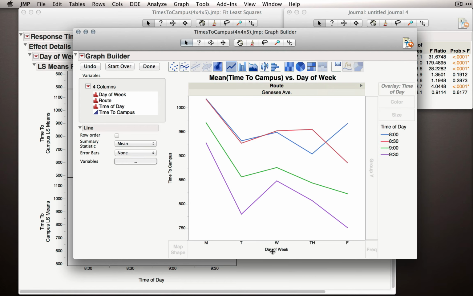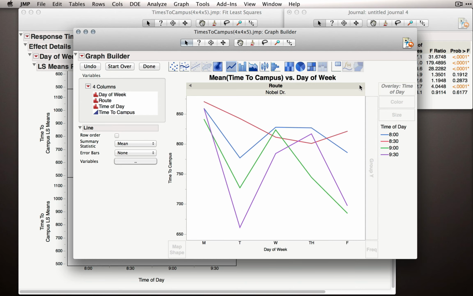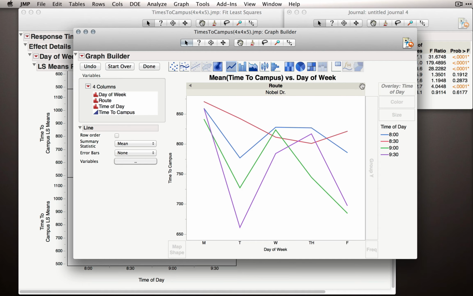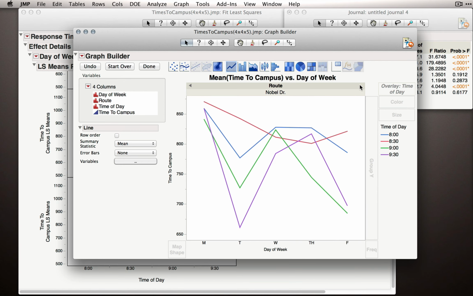So again, we can click through the different two-way interactions for each different route. So again, we're looking at day of week by time of day, whatever interaction there is between those variables at the different routes. So here's the interaction at Genesee, here's the interaction at Gilman, here's the interaction at La Jolla Village Drive, and here's the interaction at Nobel. These actually look pretty considerably different. But again, we haven't rejected the null hypothesis for that three-way interaction, which should give you some insight here into how stable our two-way interaction estimates really are. We can actually experience considerable difference in these two-way interactions and not reject the null hypothesis.